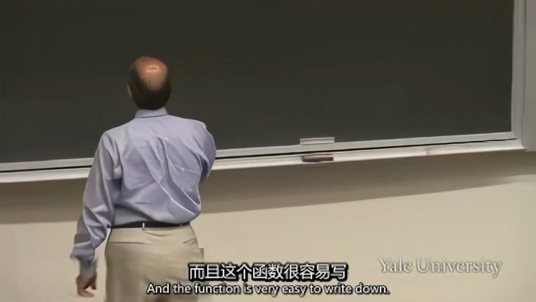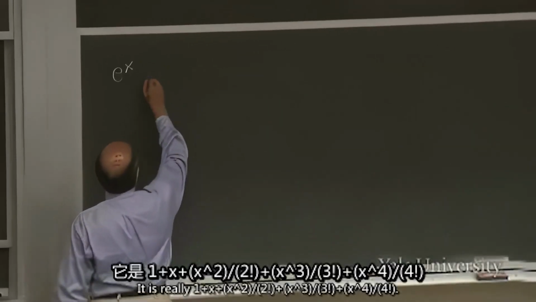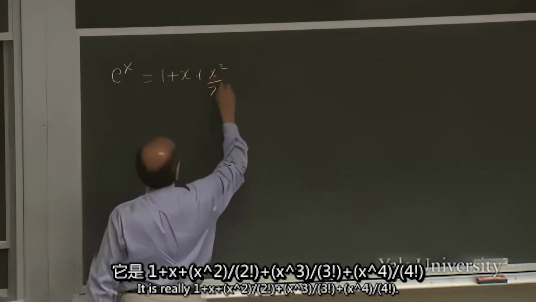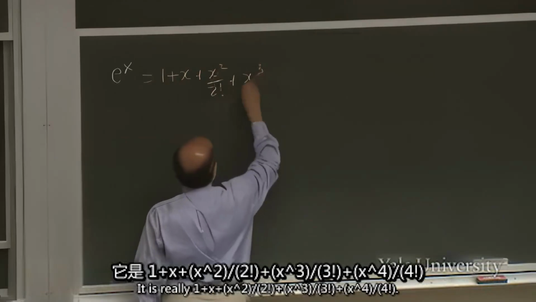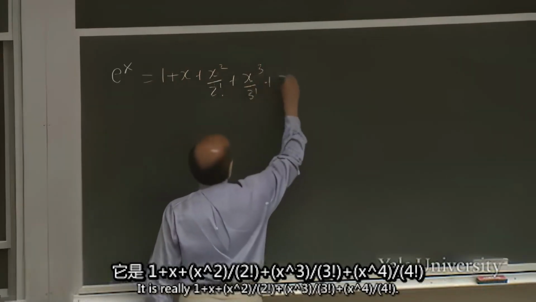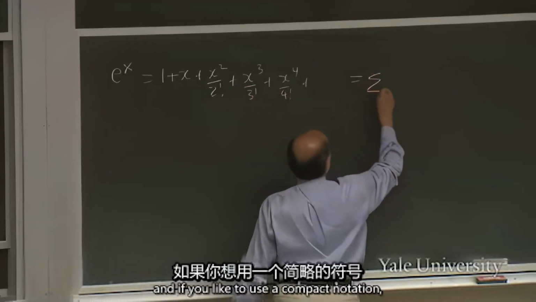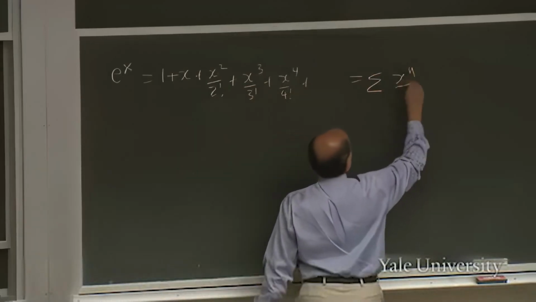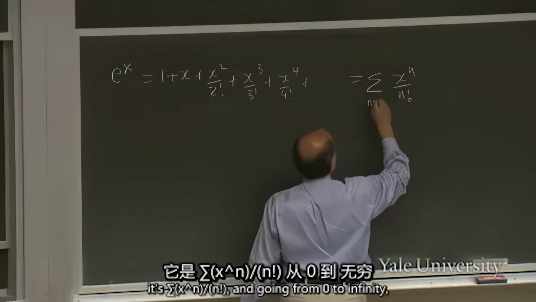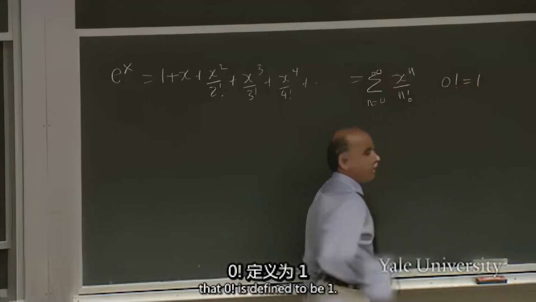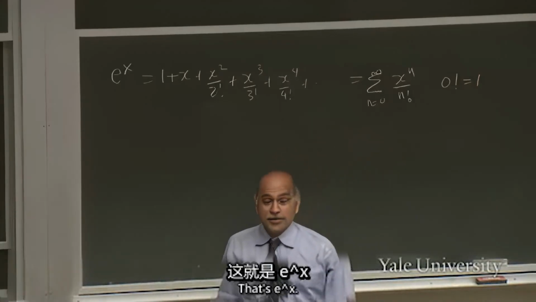Then the function is very easy to write down. It is really 1 + x + x squared over 2 factorial + x to the 3 over 3 factorial + x to the 4 over 4 factorial. You can go on like this, and if you like to use a compact notation, it's the sum of x to the n over n factorial, going from 0 to infinity, where 0 factorial is defined to be 1. That's e to the x.